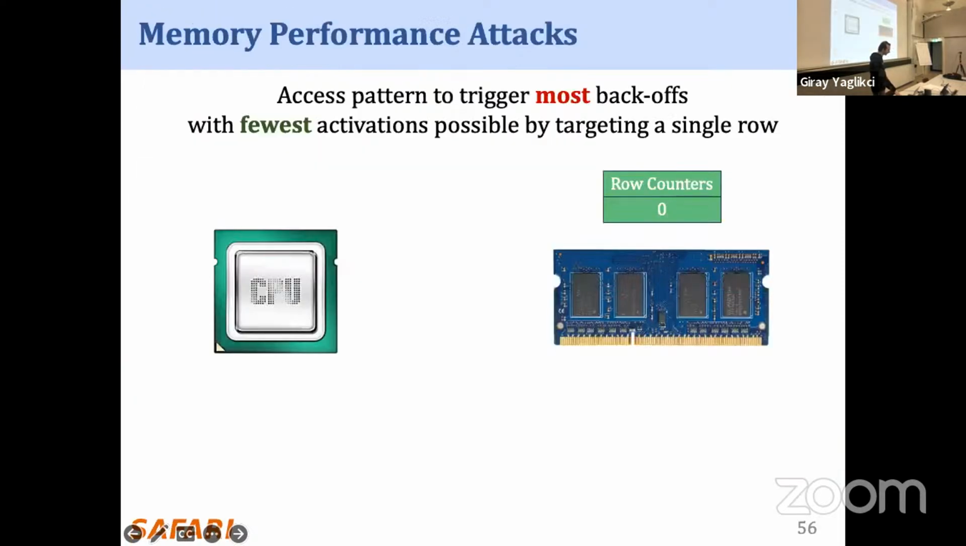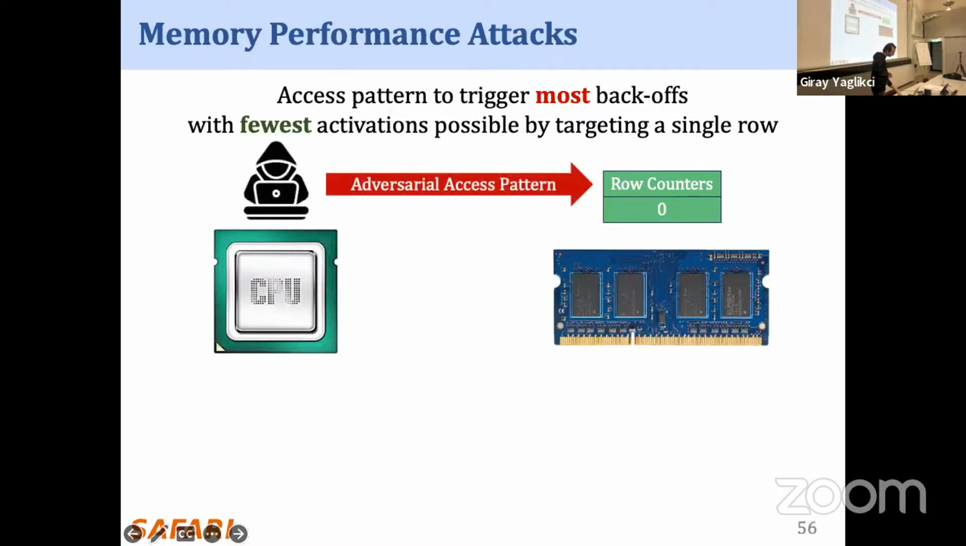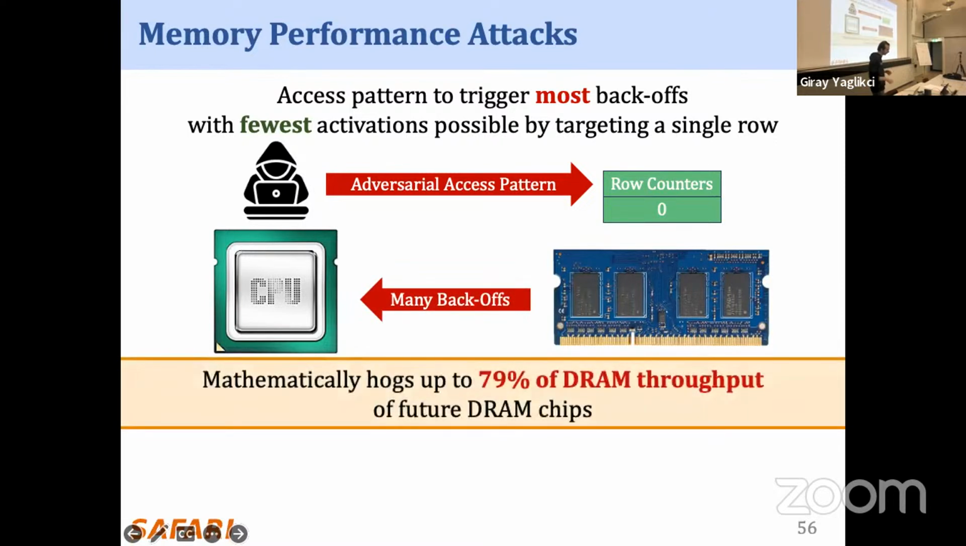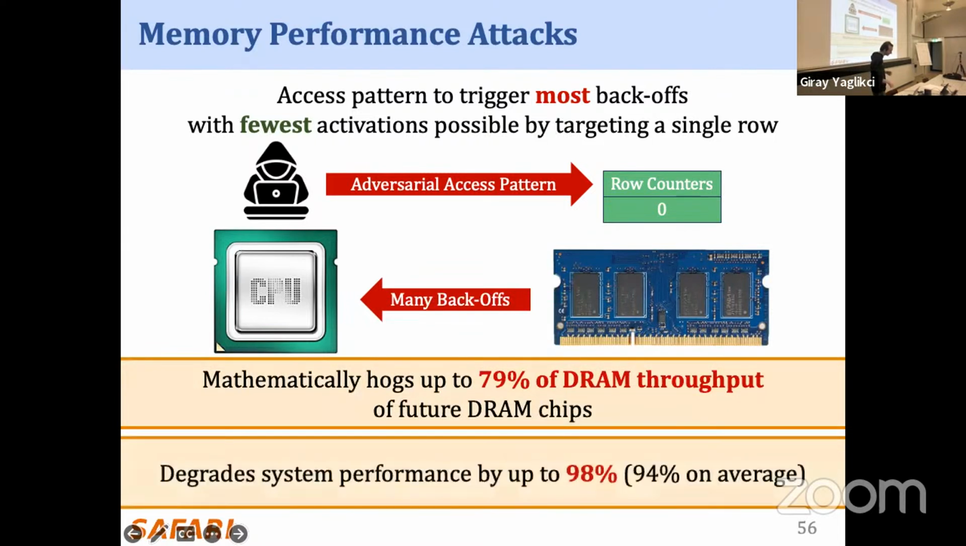We also evaluate an access pattern that triggers the most amount of backups with the least amount of activations possible. We see that once such an adversarial pattern is used to trigger many backups, we can mathematically plug up to 79% of DRAM's throughput of future DRAM chips, and this results in a degraded system performance of up to 98%.